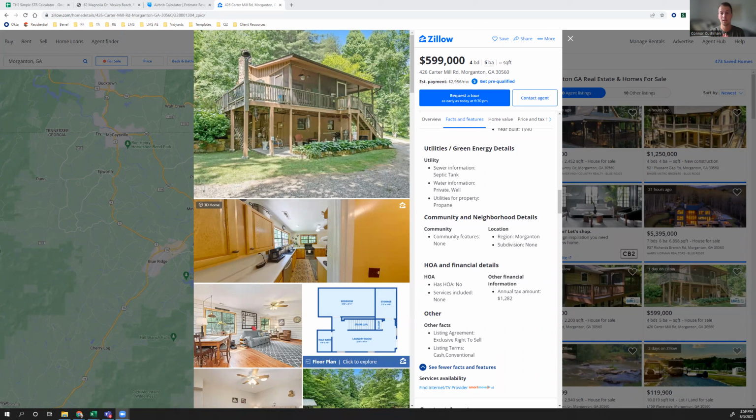So let's say you put $50,000 into purchasing a short-term rental. In order to get a 10% cash on cash return, you would want $5,000 of pre-tax cash flow. So after all expenses, $5,000 coming into your bank account at the end of the year. And that would be a very successful short-term rental.